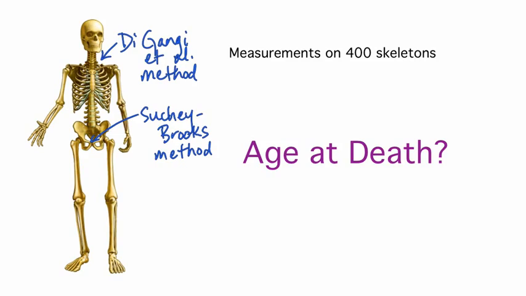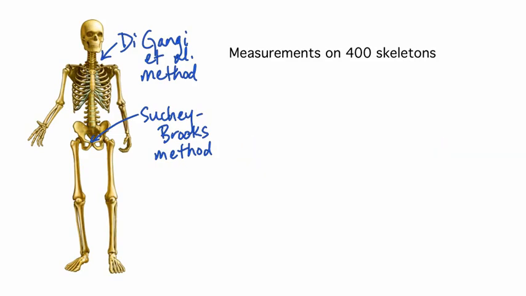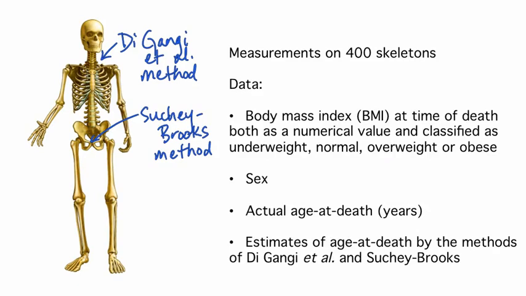For each of these methods, we will look at the error in the age estimation, that is, the number of years the estimated age differs from the actual age at death. We will also investigate whether this error differs between the two methods, and also whether the error in age estimation varies with body mass index or sex.